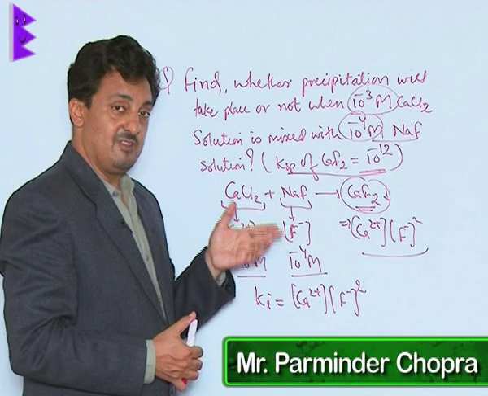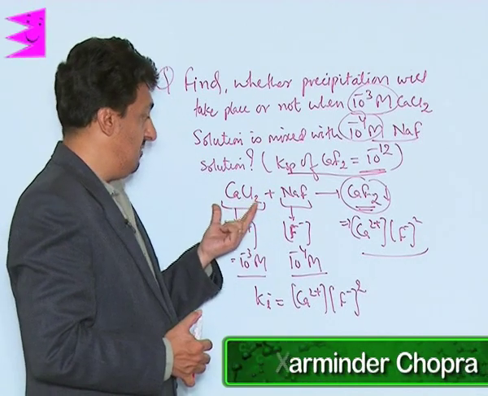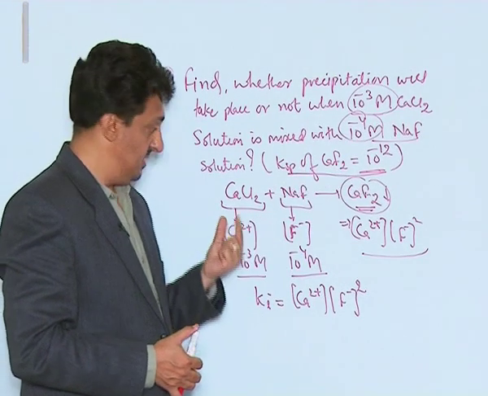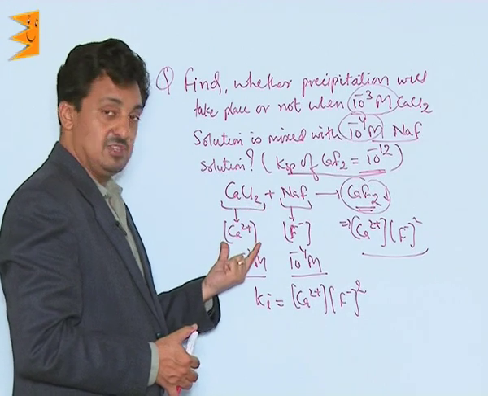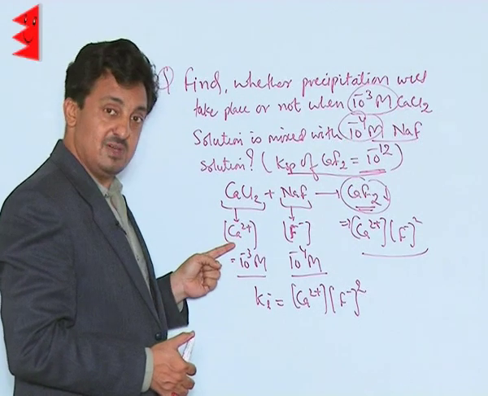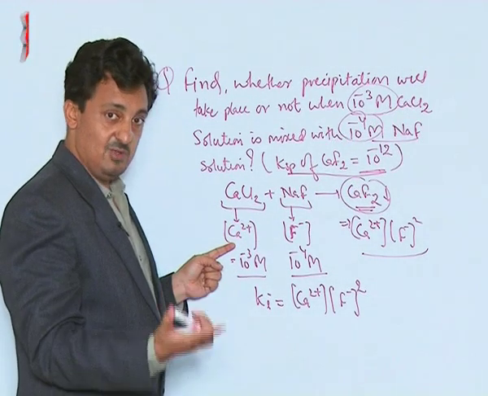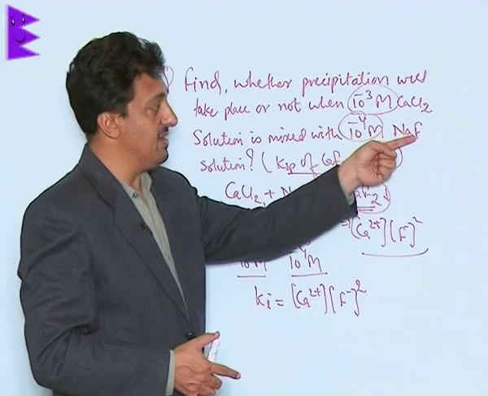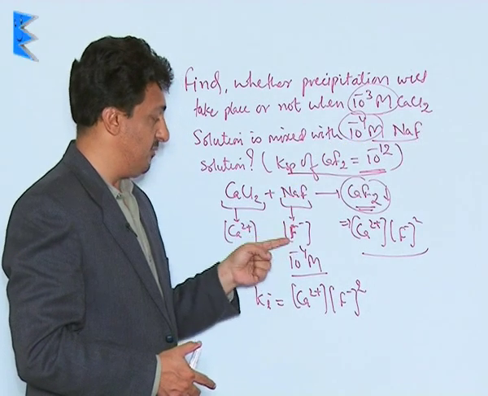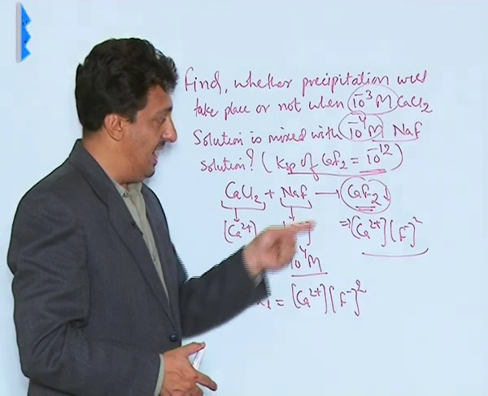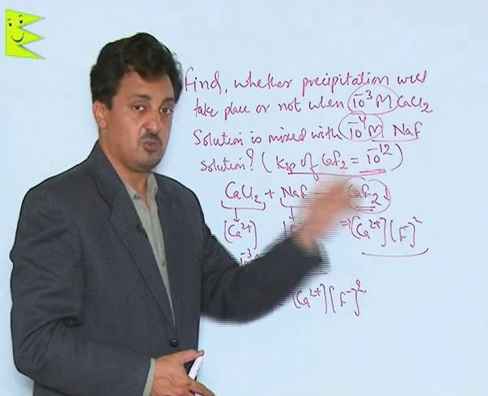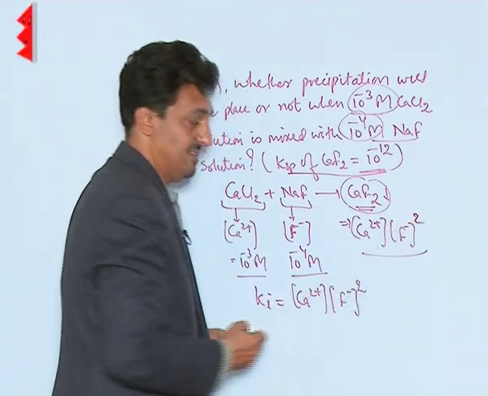Now whether the precipitation will take place or not, we have to find out from whether the calcium ions and fluoride ions concentrations product is more than this or not. The calcium chloride is going to give us calcium ions. 10 to the power minus 3 molar calcium chloride will give us 10 to the power minus 3 molar calcium ions. 1 mole of calcium chloride contains 1 mole of calcium. Similarly, 1 mole of sodium fluoride contains 1 mole of fluoride, so 10 to the power minus 4 molar NaF will give us 10 to the power minus 4 molar fluoride ions concentration. And the calcium fluoride's expression for KSP is calcium ions concentration times fluoride ions concentration squared. So we have to make the square of the fluoride ions concentration.